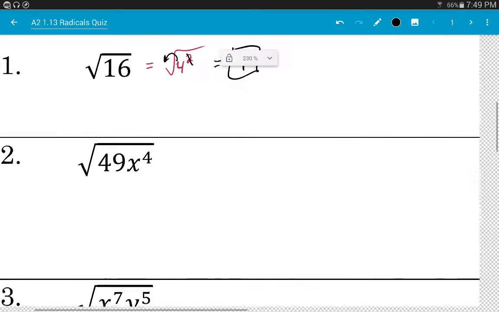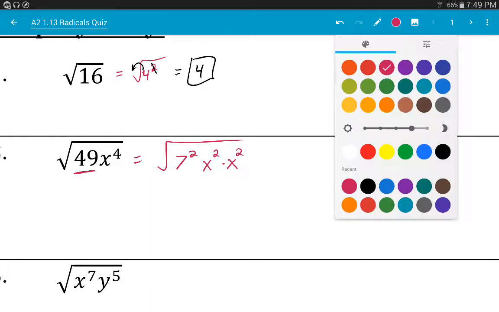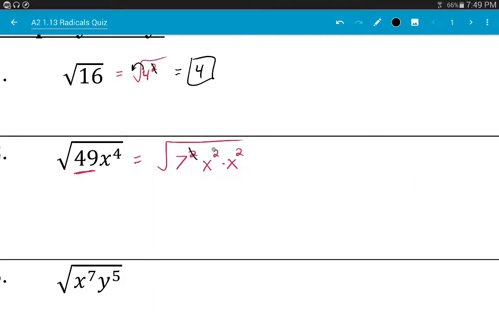I'm going to do the same concept for number 2. Look for a perfect square. Wait, 49 is a perfect square. So this can be rewritten as 7 squared. And I'm going to break up the x to the fourth into x squared and x squared. Now everything that has a square can come through. The bouncer will let them on in. So the 7, the x, and the x. So my final answer is 7x squared, because it was 2 x's. And there's nothing left under the radical, so I don't actually have to write it at all.